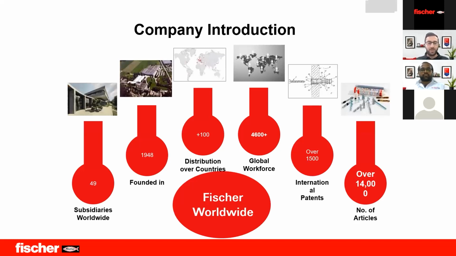We will start with a small introduction about the Fischer brand. Fischer is a German company. We have around 49 subsidiaries around the world. Fischer was founded in 1948 and is distributed in more than 100 countries. We have more than 4,600 global workforce. And the important thing, we have over 1,500 international patents, and we sell over 4,000 article numbers.